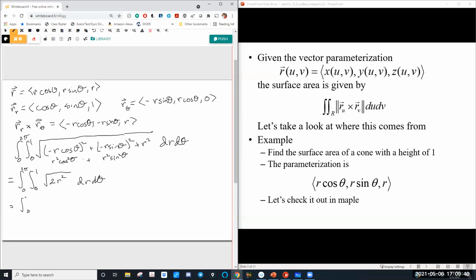And we can actually pull that r out. So we have 0 to 2 pi, 0 to 1, square root of 2 times r dr d theta. So it's actually not a very bad integral to calculate. And you just end up with pi times square root of 2.